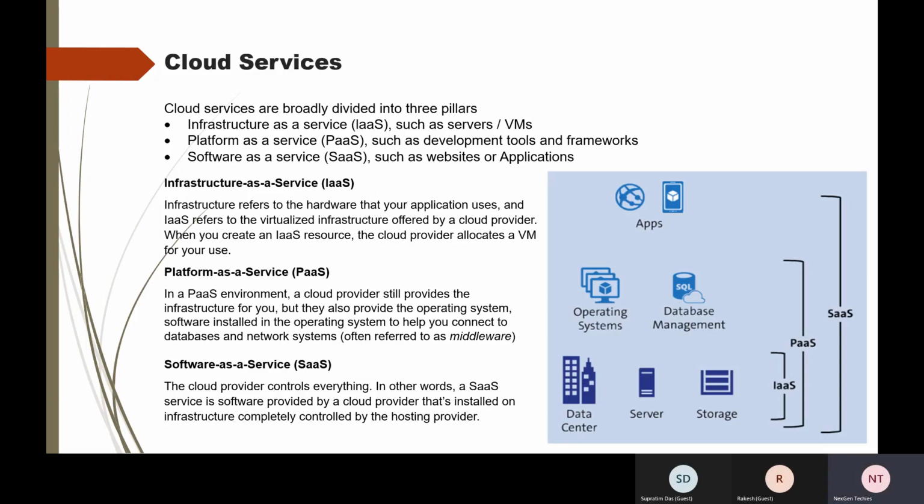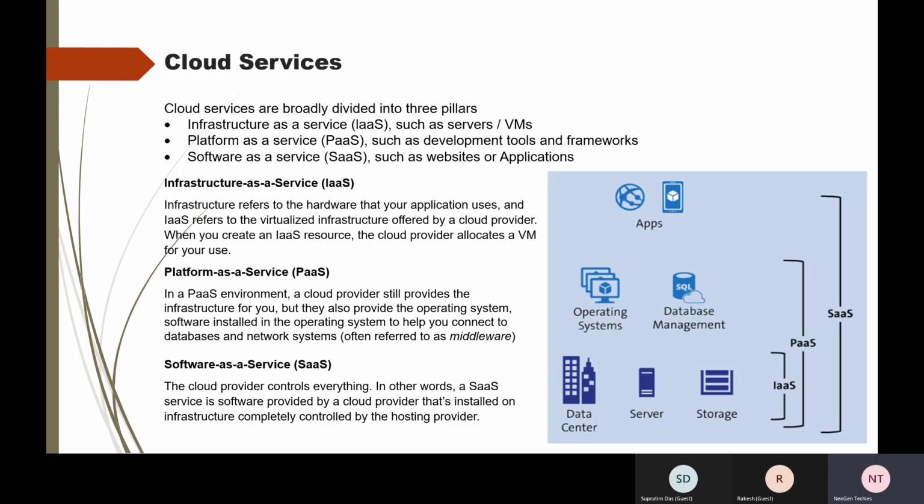Okay, infra as a service. What is infra as a service? Basically, in detail, we'll see each and every one. Infrastructure refers to the hardware that your application uses, and infra as a service refers to the virtualization infrastructure offered by the cloud providers. When you create a resource in infra as a service, the cloud provider allocates a VM for your use. So basically, in infra as a service, we create a VM. Okay, so everything is managed by the cloud providers.